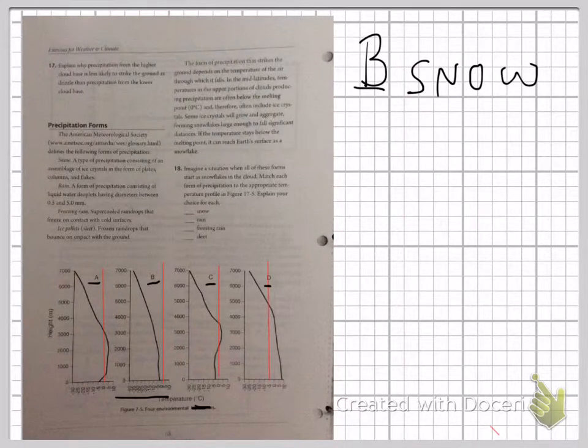Rain is going to be something that has to change or go past that 0 point into unfrozen water, into liquid, and stay liquid all the way through. And so looking at that, my profile right away for rain is going to be D, because it crosses over that 0 mark and it stays that way. So that's answer D.